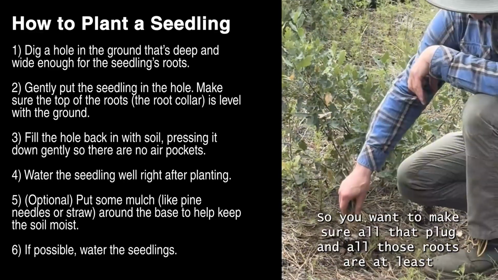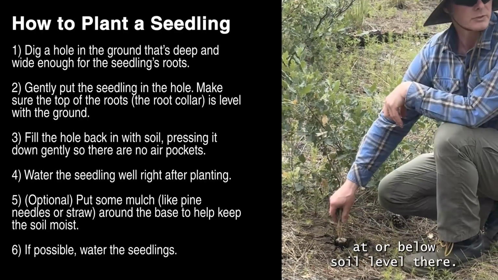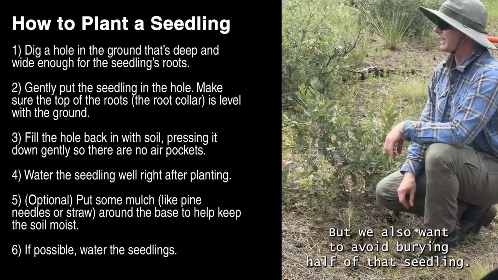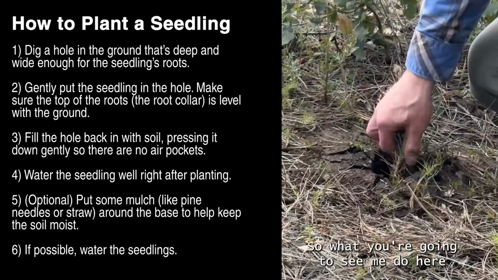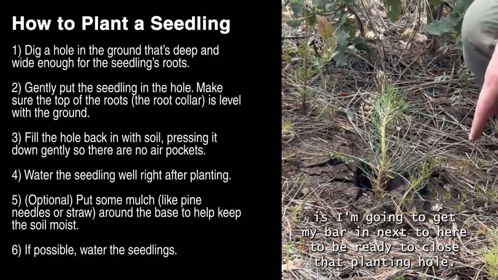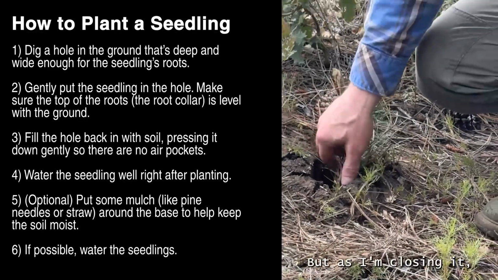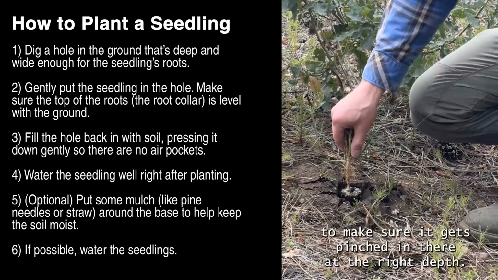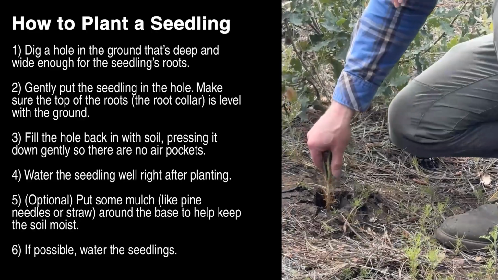So you want to make sure all that plug and all those roots are at least at or below soil level there. But we also want to avoid burying half of that seedling. So what you're going to see me do here is I'm going to get my bar in next to here to be ready to close that planting hole. But as I'm closing it, I'm just going to go ahead and pull this seedling up a little bit to make sure it gets pinched in there at the right depth.